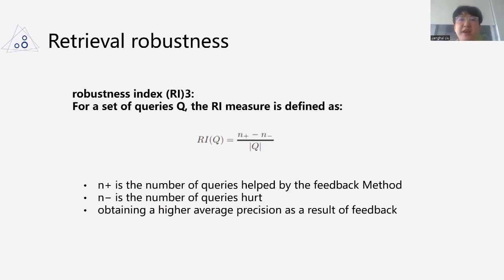In order to evaluate robustness in this project, I use a very simple method. It is RI cubed. The RI method is defined as this formula. So N plus is the number of the queries helped by the feedback method. N minus is the number of the queries hurt.